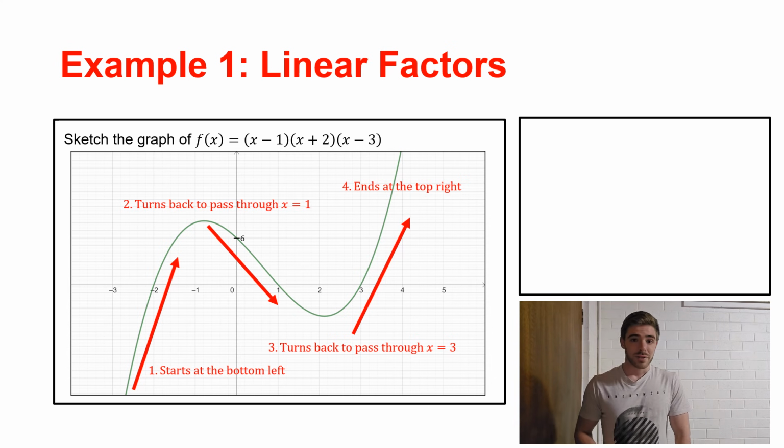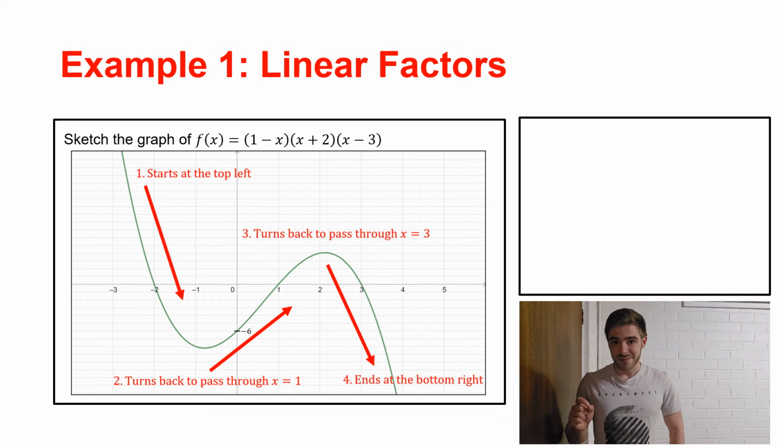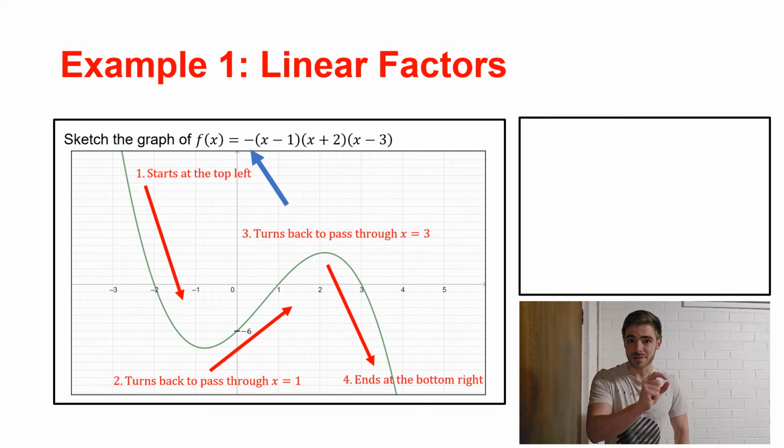If we had a negative cubic, like this one here, which has 1 negative x and 2 positive x's, then it's going to start at the top left instead and end at the bottom right. One final thing I'll mention is that the negative x doesn't necessarily have to be attached directly to the x. It can actually be factorized out the front, like this one here. Although this still has 3 positive x's, the fact that there's a negative sign at the front makes it a negative cubic again.